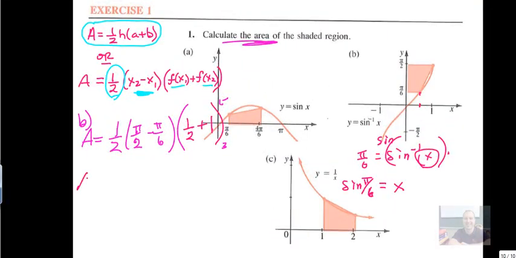Okay, so then the area is pi over 2 minus pi over 6, that's 2 pi over 6, which is pi over 3. So that's 1/2 times pi over 3, which is pi over 6, times 3 over 2. Am I doing this right? 3 pi over 12, which turns out to be pi over 4 for an area.